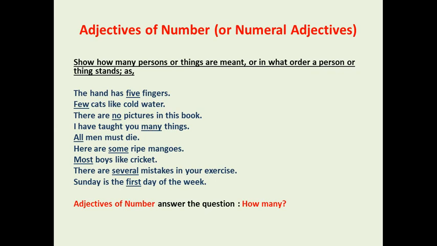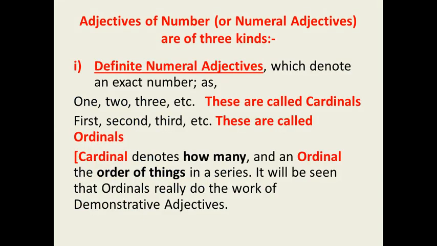So, students, you can see the above underlined words are examples of adjectives of number, as they answer the question how many. Now, pay attention students, adjectives of number, which you can also call numeral adjectives, are divided into 3 kinds. Number 1 is definite numeral adjectives, which denote an exact number, as 1, 2, 3, etc. These are called cardinals. When you are saying first, second, third, etc., these are called ordinals.